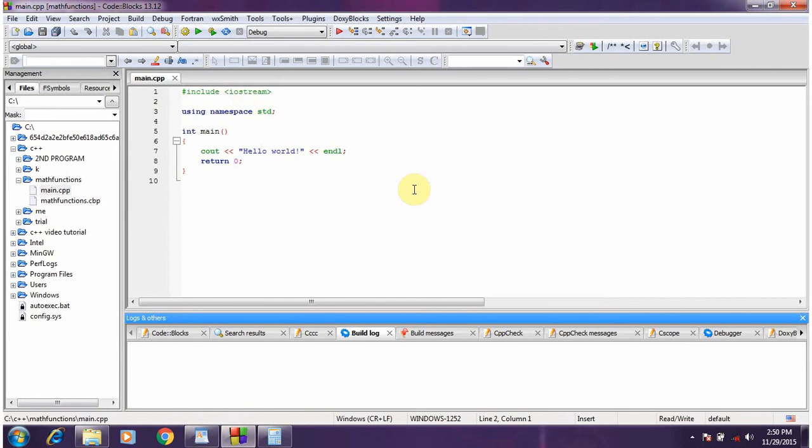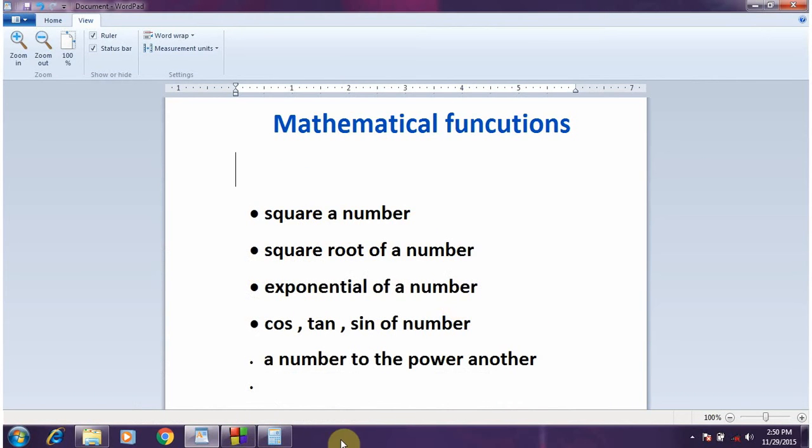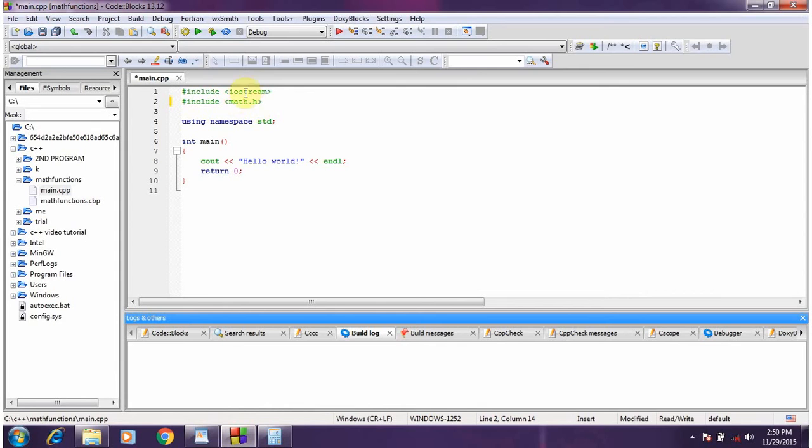So what you do here, we need to include a header, hash include math.h. Yes, that is the header we must include. Math.h is the header file for all math functions. So the math functions are found in that header file. Like for example cout and cin are found in the header file called iostream. If you don't have iostream, cout and cin won't work. So the same thing applies to what we want to do next.